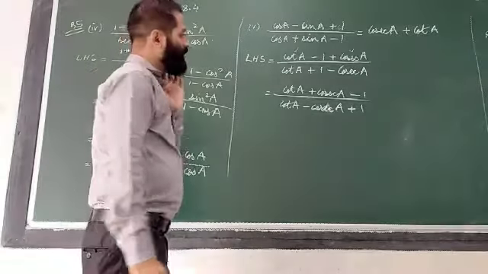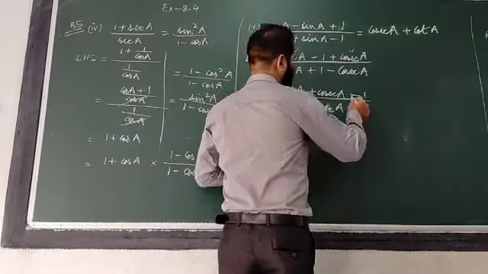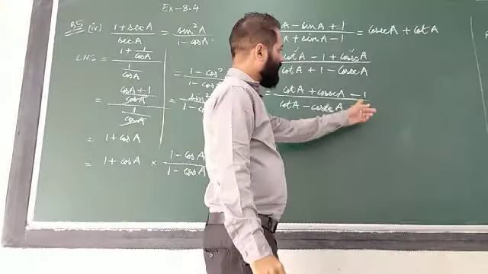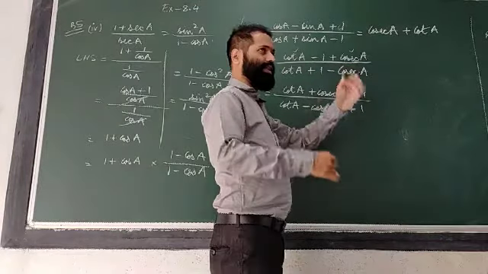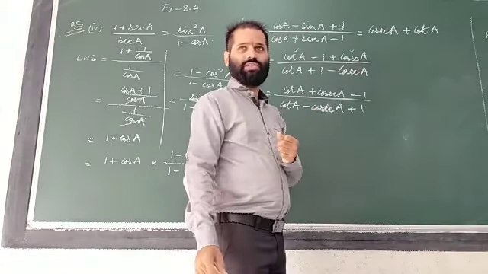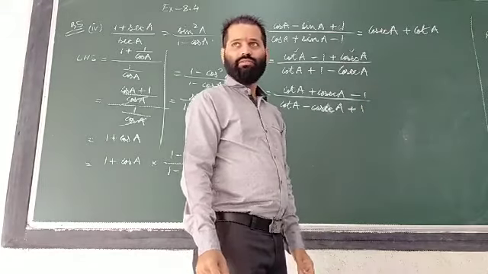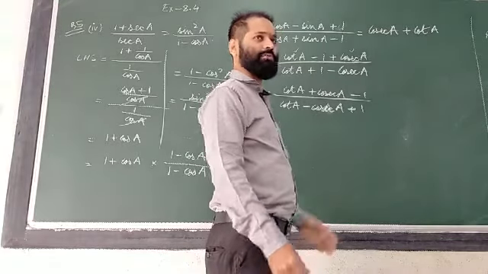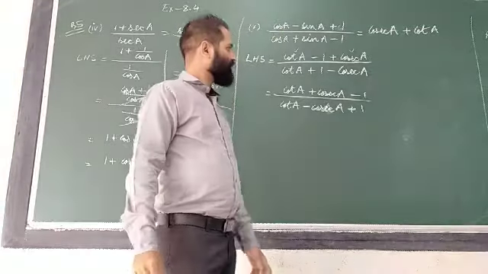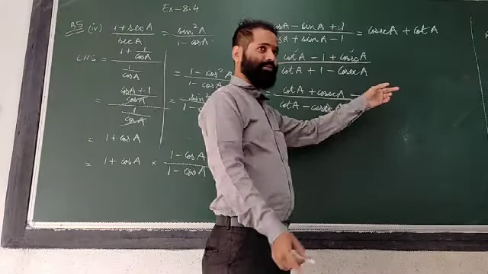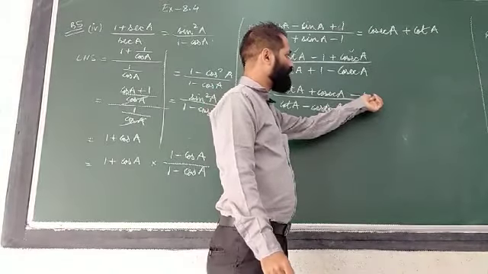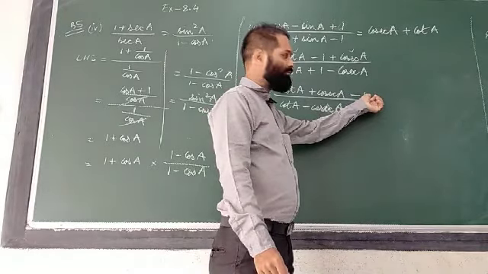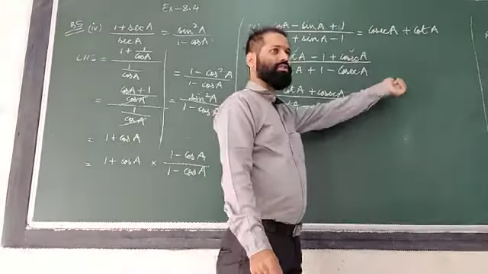Ready? Now in this case, you have to think 2-3 steps ahead. If I take 1, just think of a relation in which you are having cot and cosec and that is equal to 1. Is there any relation? Yes. What is the relation? Cosec square A minus cot square A. So 1 equals cosec square A minus cot square A.